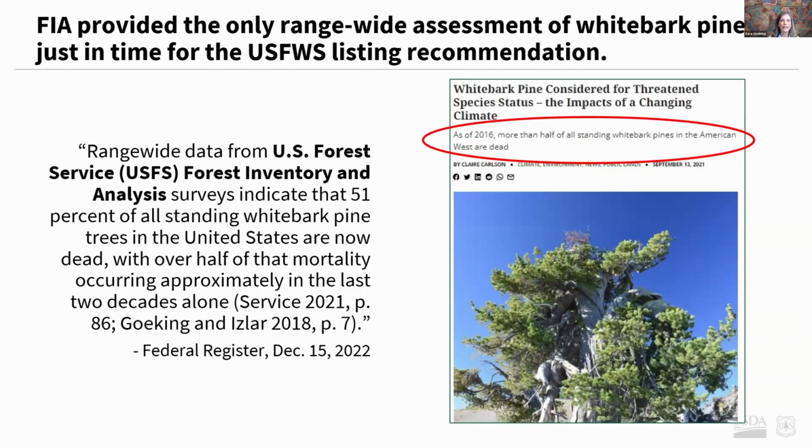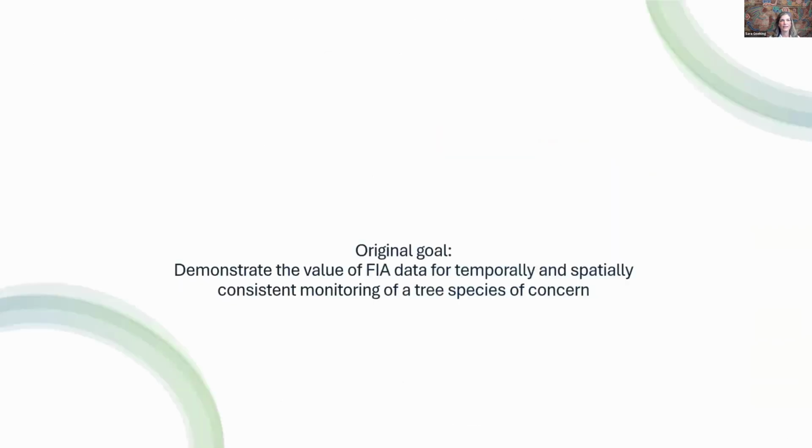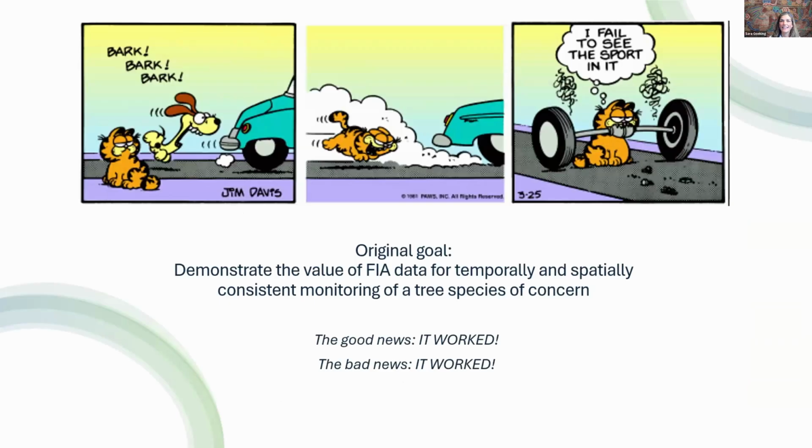So as I said, the number of live versus dead trees got a lot of attention. And FIA data were cited as shown here in the Federal Register in December 2022 in the decision to list whitebark pine as a threatened species. So if our goal was to demonstrate the value of FIA data for temporally and spatially consistent monitoring of a tree species of concern, I hope you were convinced. The Fish and Wildlife Service was convinced. And that was a good thing because we want people to use FIA data appropriately. Better information can lead to better management decisions.